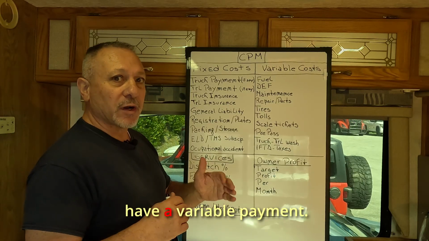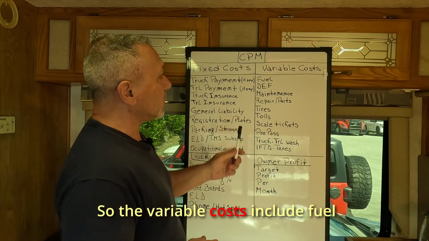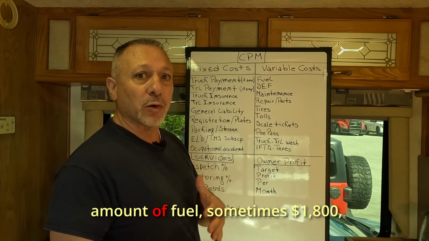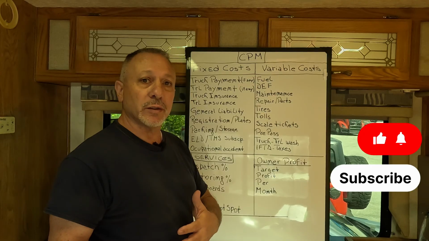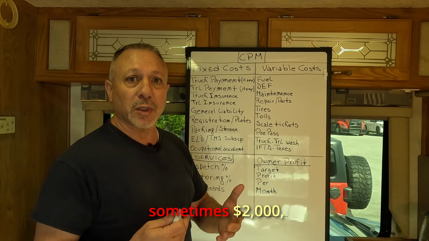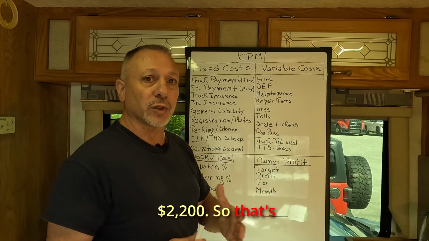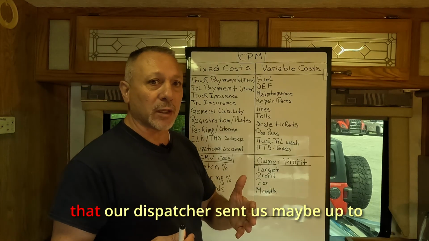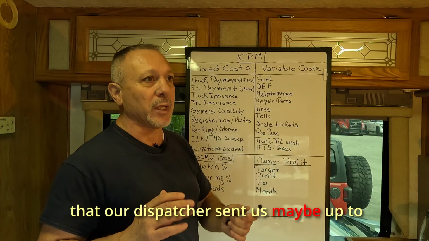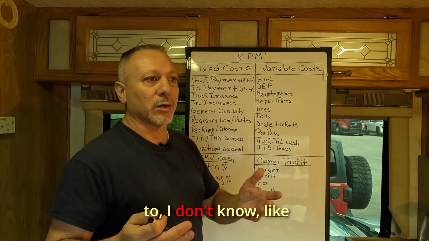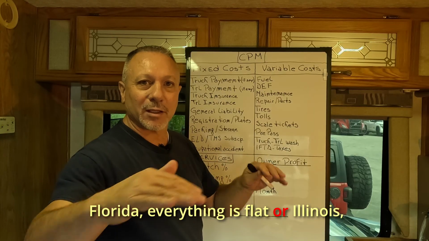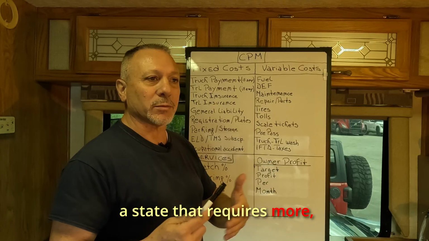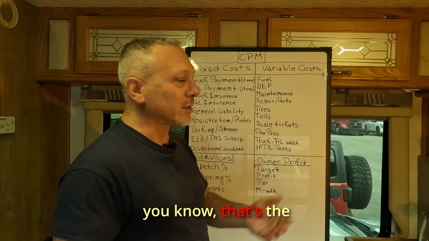So after that, we have the variable costs. The variable costs include fuel, because not every week we're going to spend the same amount on fuel. Sometimes 1,800, sometimes 1,500, or sometimes 2,000, 2,200. That depends on the load, the weight of the load, the road that our dispatcher sent us on, maybe up to the mountains, or maybe to Florida, where everything is flat, or Illinois, where everything is flat. There are states that require spending more diesel, that's the point.